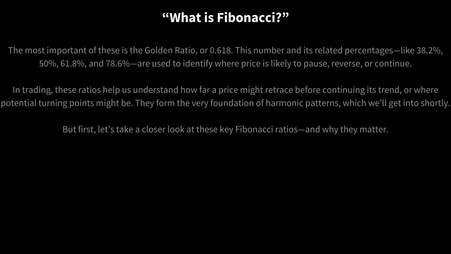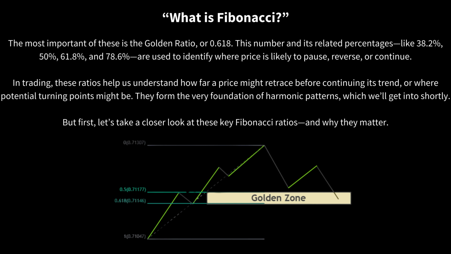The most important of these is the golden ratio, or 0.618. This number and its related percentages, like 38.2%, 50%, 61.8%, and 78.6%, are used to identify where price is likely to pause, reverse, or continue. In trading, these ratios help us understand how far a price might retrace before continuing its trend, or where potential turning points might be. They form the very foundation of harmonic patterns, which we'll get into shortly.